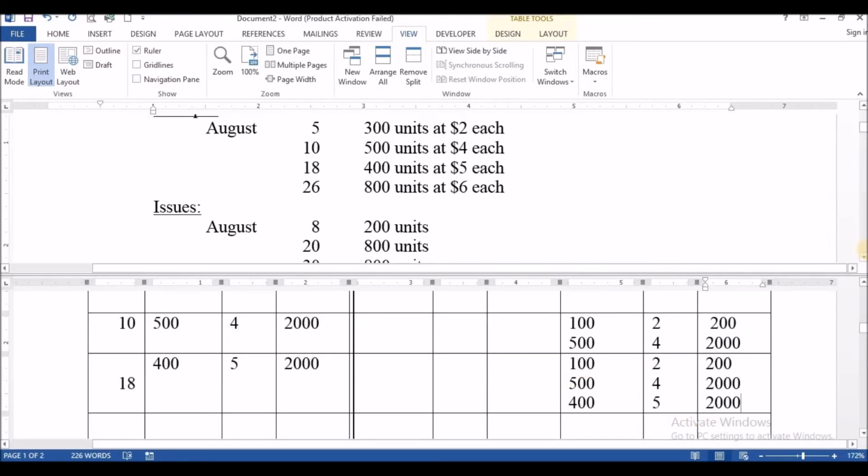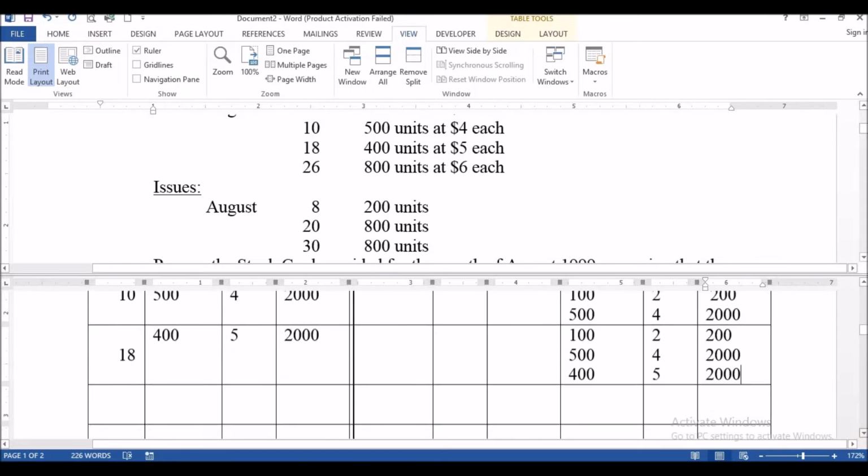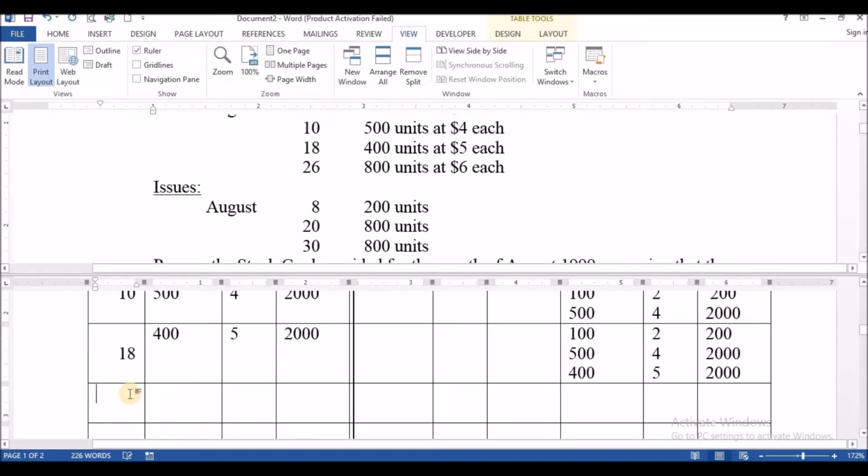On the 20th here, right at the top, we sold 800 units. Now please be reminded that we're using FIFO, first in, first out. So the first set of items to be purchased will be the first set of items to be sold. So starting from the top, we don't have 800 here, so we have to sell in the same order until we get to 800. So we're going to sell 100 at 2, which is 200. So now we have 700 left to sell. So we're going to sell this 5.